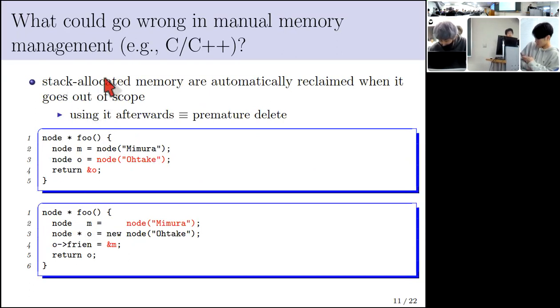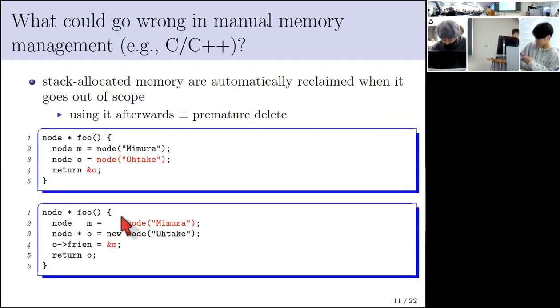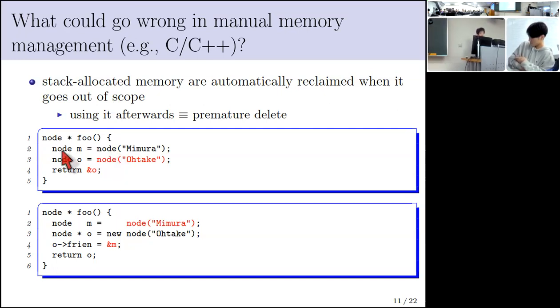In C++, this new is using heap allocated memory, right? But another way you can allocate memory is to use so-called stack allocated memory, or local variables. So instead of saying new node, you can simply say node, and you can make them non-pointers. You can still return a pointer to node by saying ampersand O. This is one of the common mistakes C++ beginners are likely to commit.